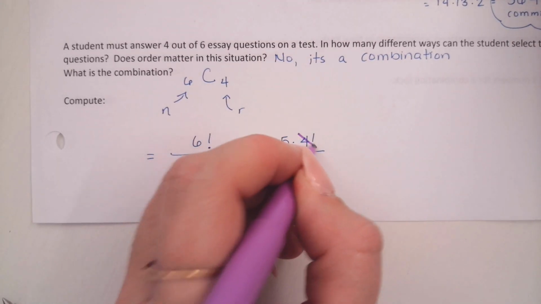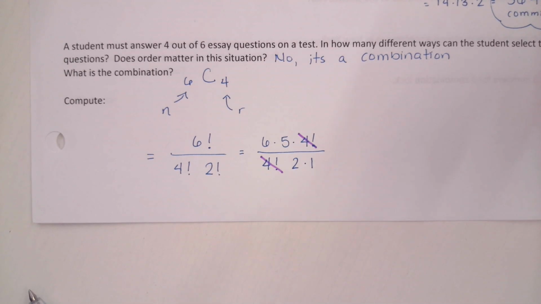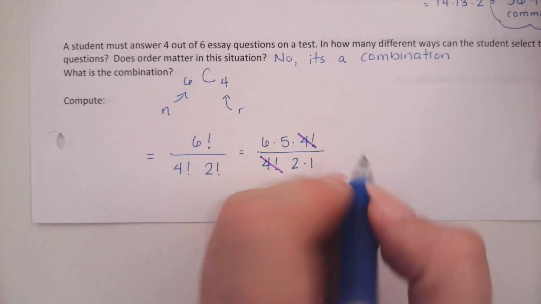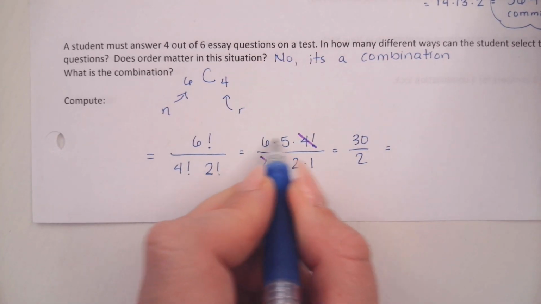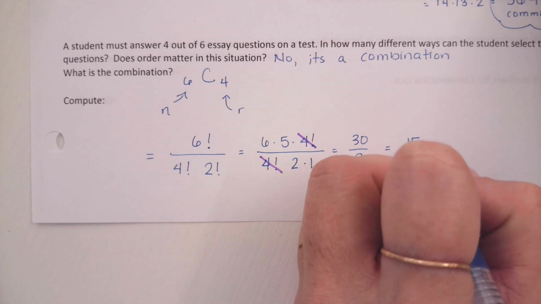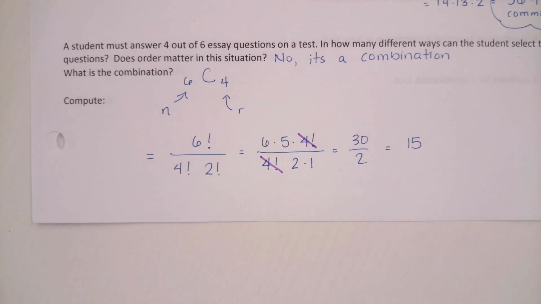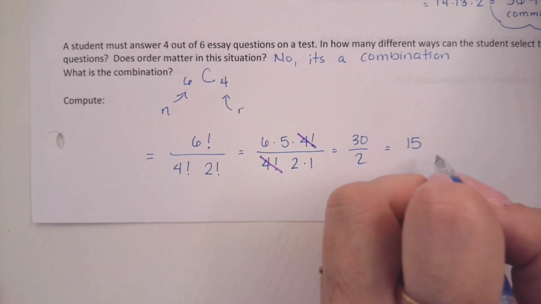So I'm going to cancel the entire 4 factorial. And then really all you have left is 30 over 2. And what's 30 over 2? 15. I could have canceled that 2 with something on the top, but those numbers were rather small. 15 different ways that I can select 4 out of 6 questions.